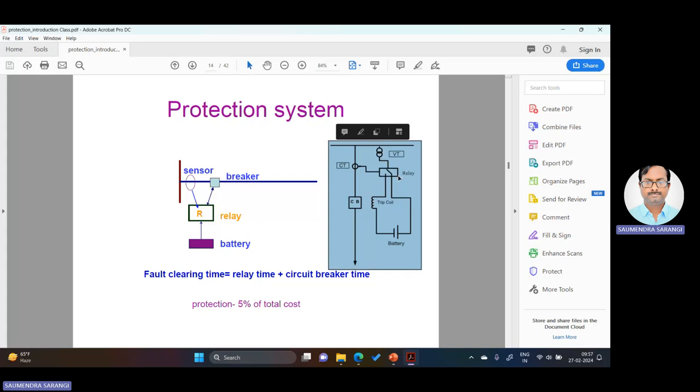These are all shunt type faults we are talking about. However, on the other side, it may be possible that we have an open conductor fault. So during the shunt fault the current will increase, and during the open conductor fault the voltage will increase.